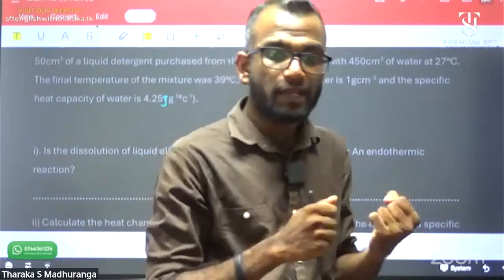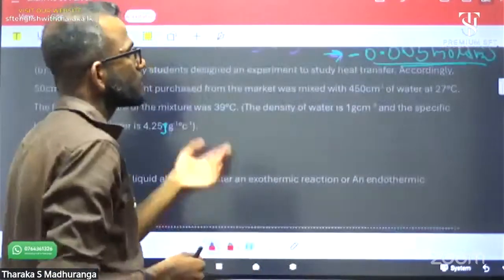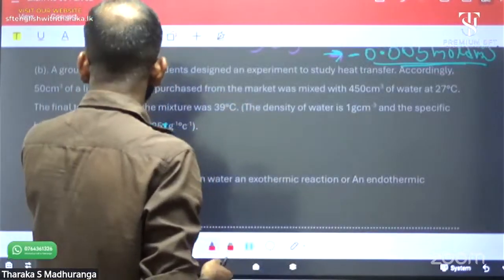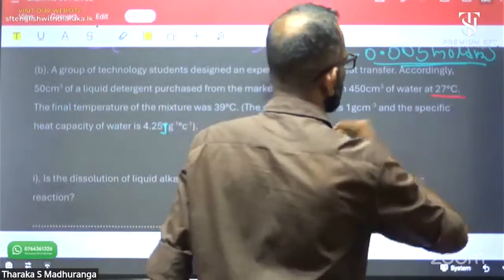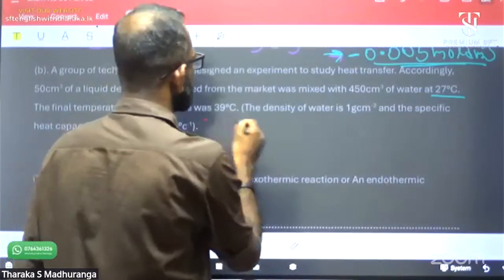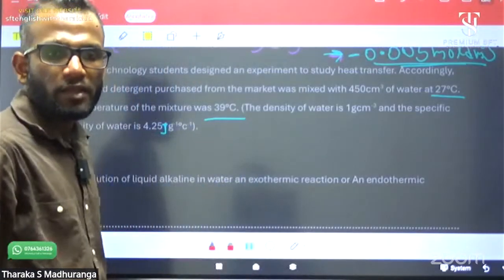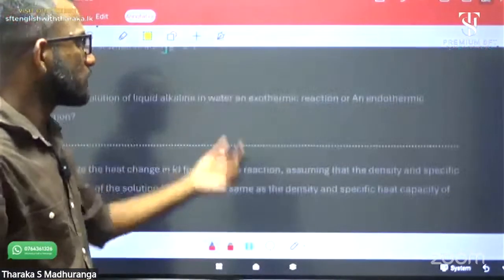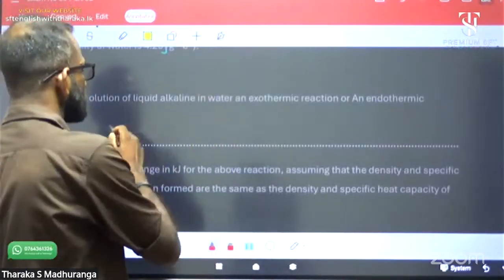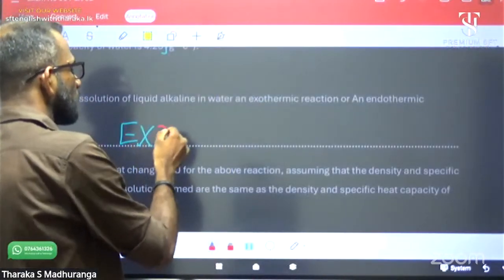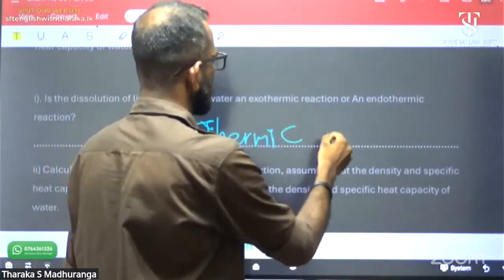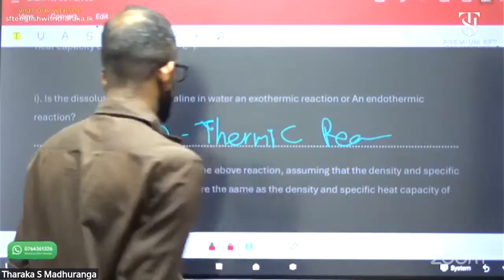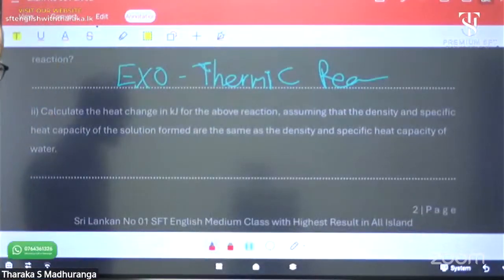It's exothermic reaction, but this question also given initial water temperature 27. Now it is heated up to 39, means final temperature. Then definitely it is exothermic reaction. It's releasing some heat. Exothermic reaction.